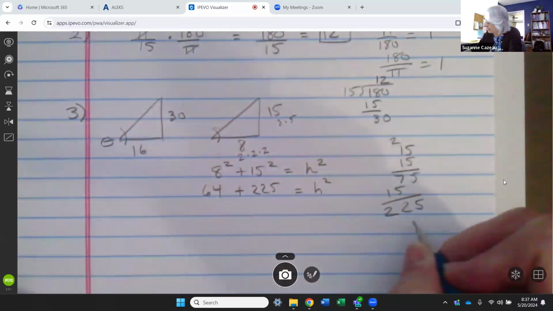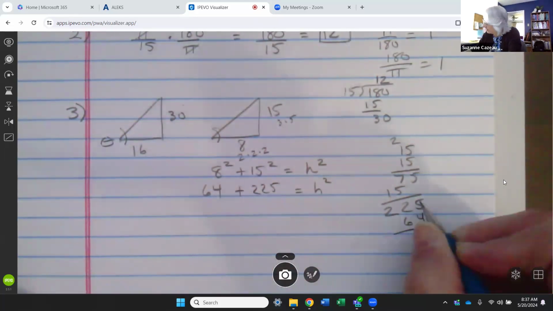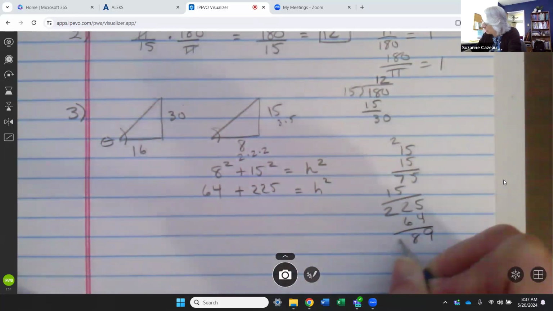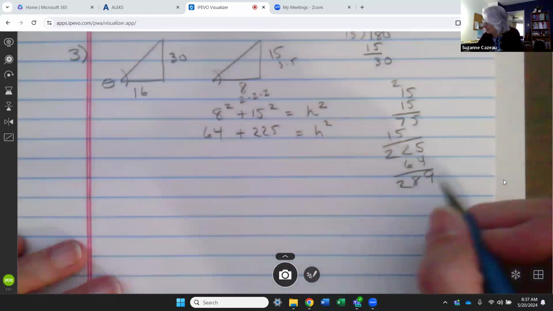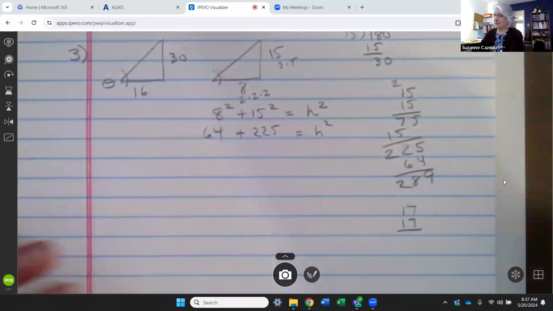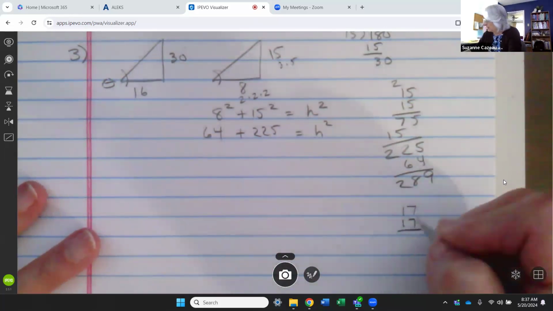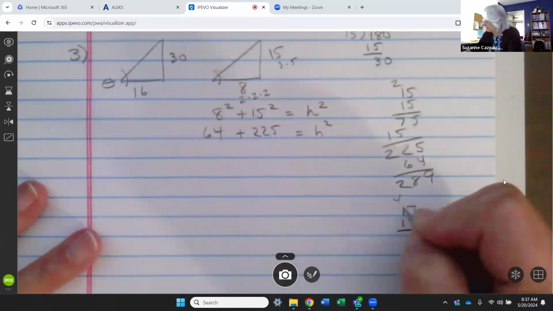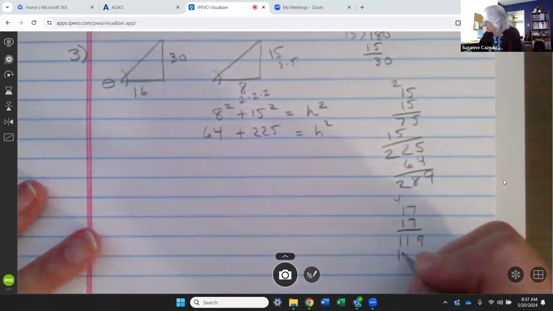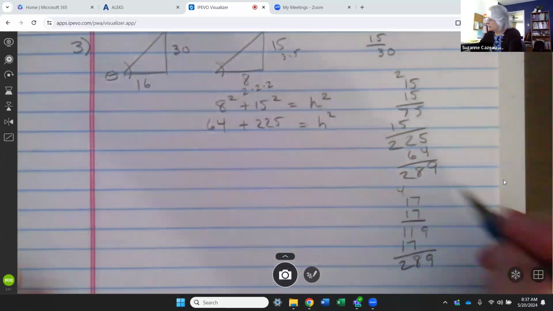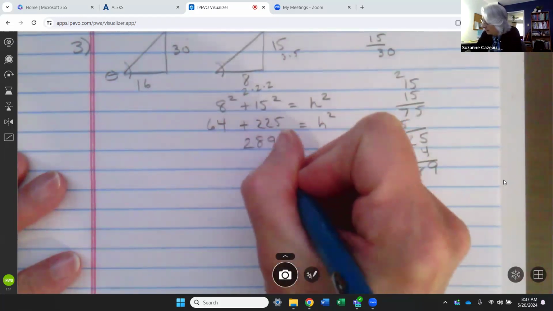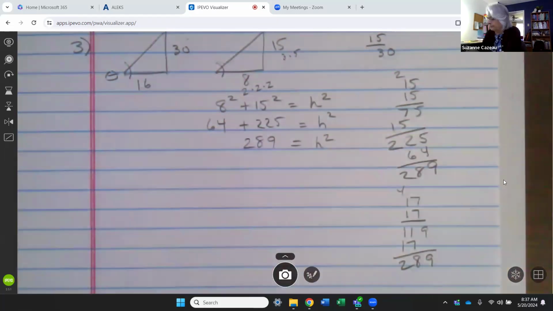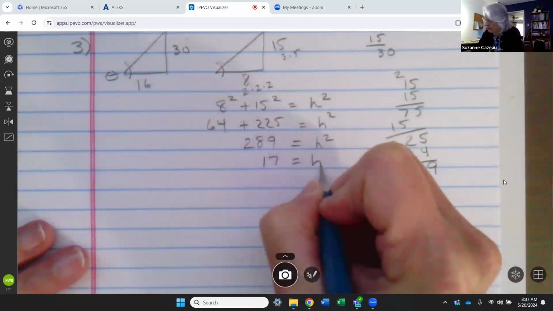So I'm going to go ahead and add the 64 to that. We got 9, 6, 7, 8, 289. Well, I actually recognize that. I believe that's 17. 17 times 17, just as a double check. Let's see. 7 and 7 is 49. 7, 8, 9, 10, 11. And then 17. So what do we got? Oh, 289. See, look. So 17 squared is 289. So I've got 289 equals h squared. So that's going to be 17.